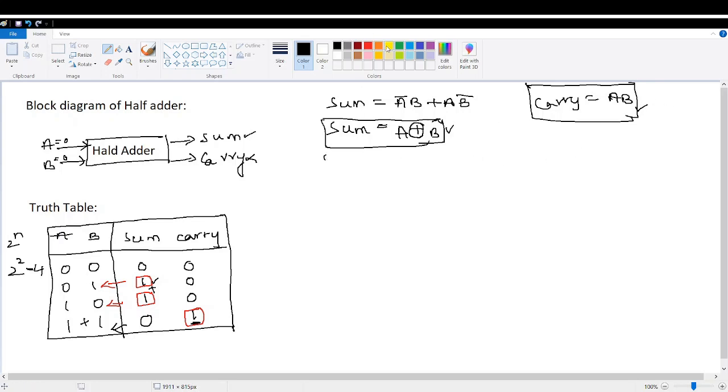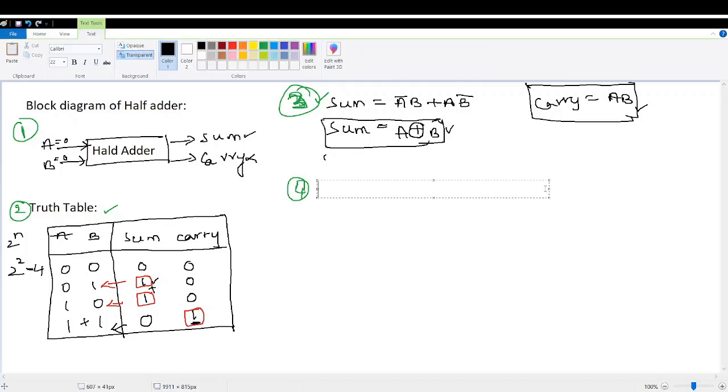After that, let me represent the steps over here. This is my first step, understanding the logic. Okay, done. The second step is writing the truth table, that is also done. Third step, writing the expressions, that is also done. Now the final step is the fourth step, where we have to construct the circuit.